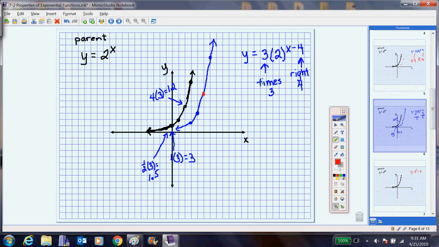So times 3 and then right. So if you do that in that order, whatever this is first, and then move the right or left, you're going to have a very nice representation of the curve from the parent.